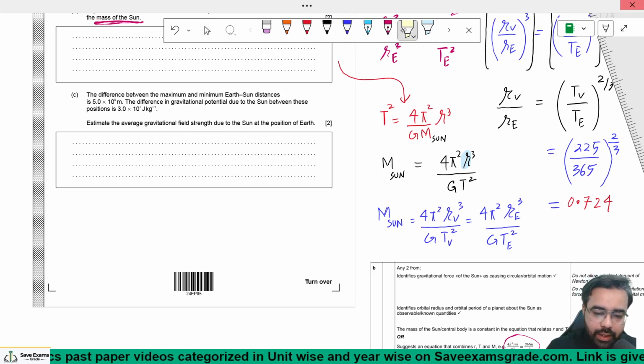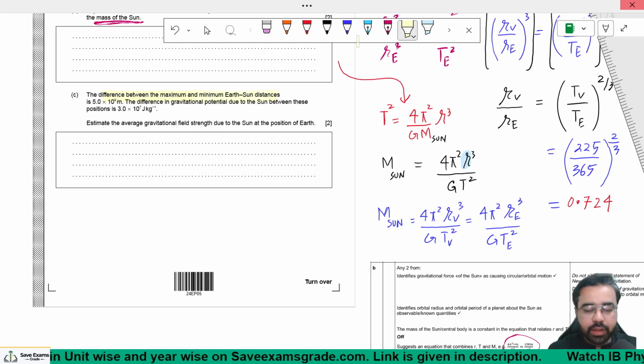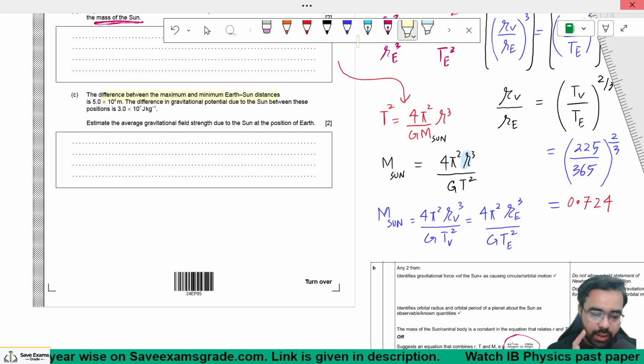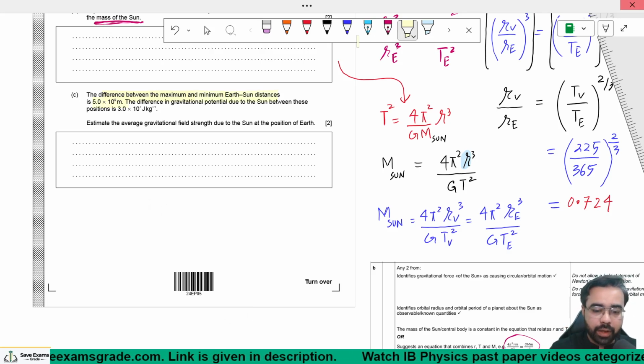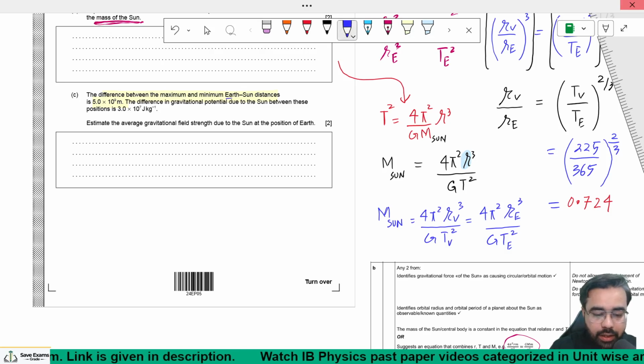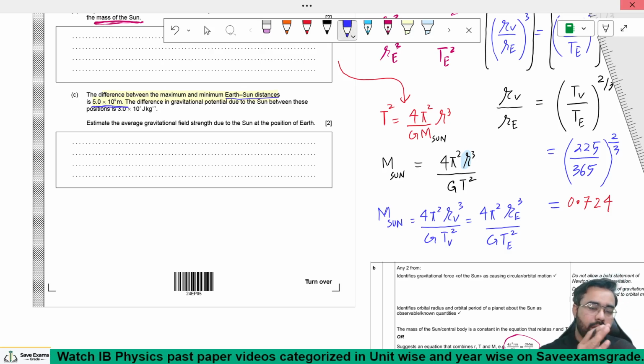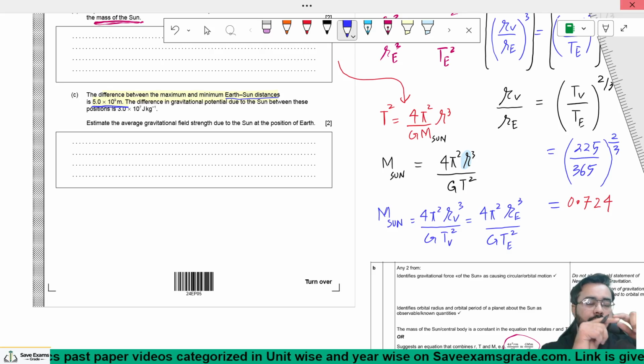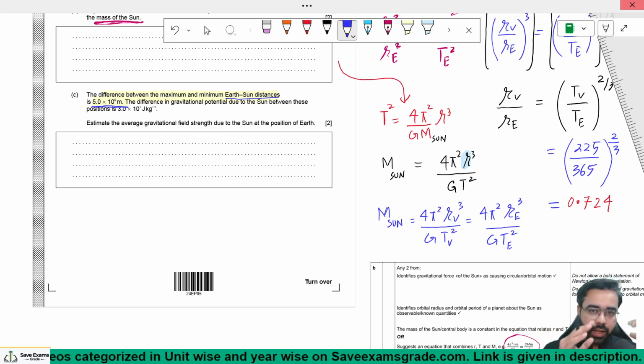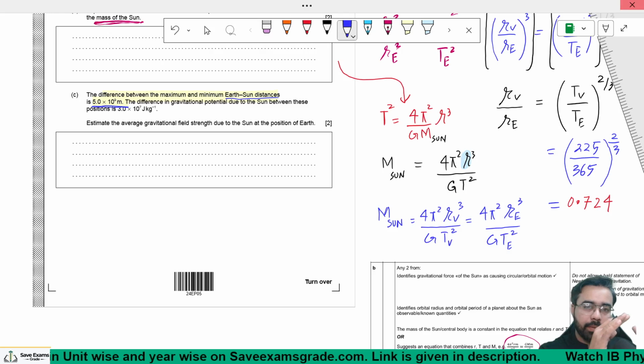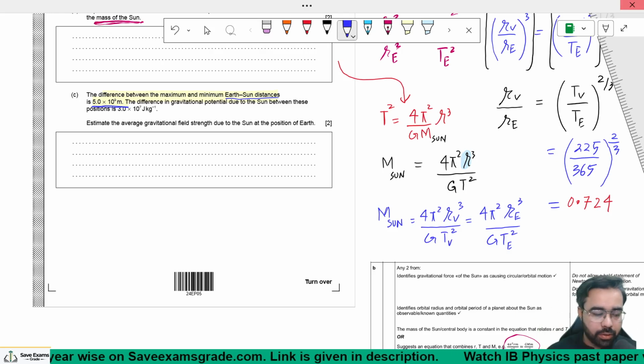As you see in this question, they say the difference between the maximum and the minimum Earth-sun distance is 5 times 10 to the power 9. So here we are categorically taking into account the fact that the Earth does not revolve around the sun in a perfect circular orbit. It has a minimum distance and a maximum distance. I will show you in the diagram.